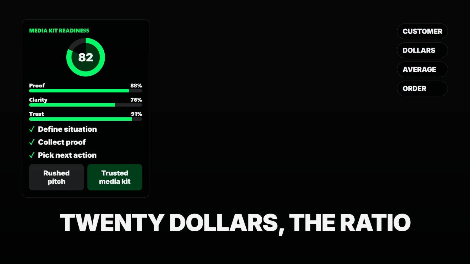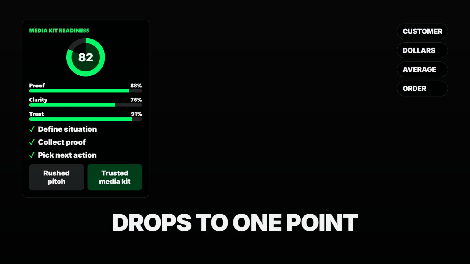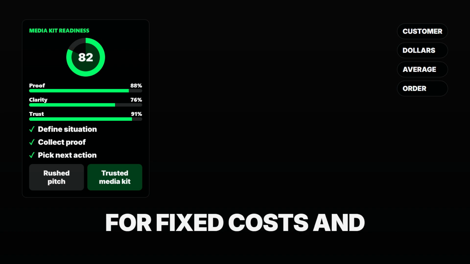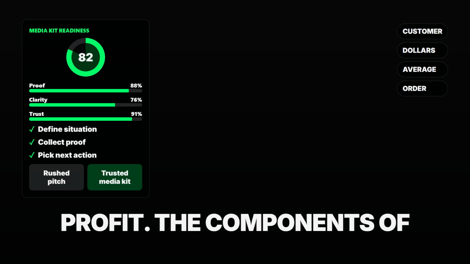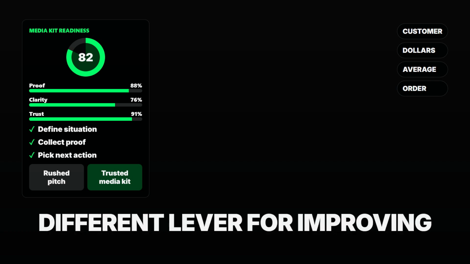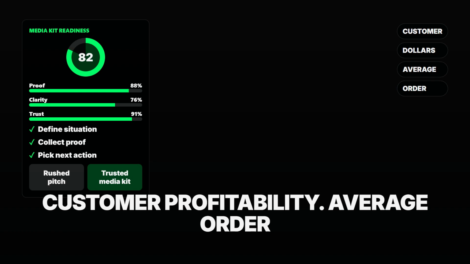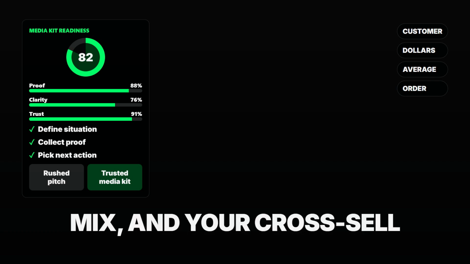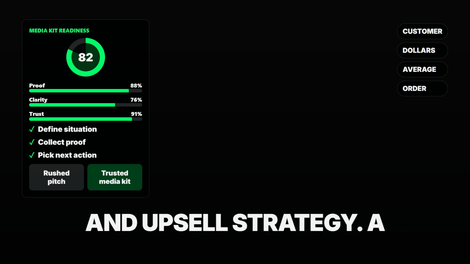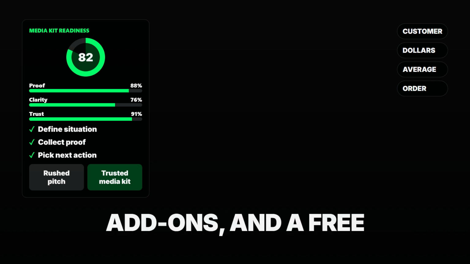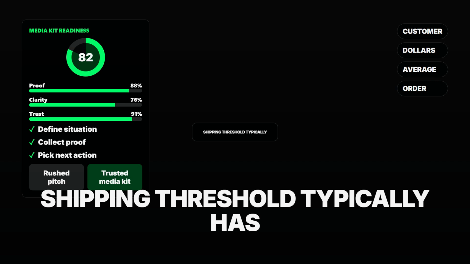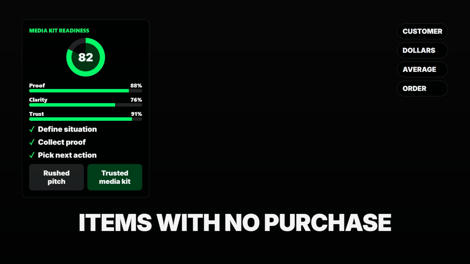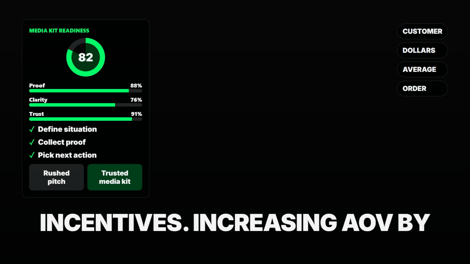The components of LTV each represent a different lever for improving customer profitability. Average order value is influenced by your pricing, your product mix, and your cross-sell and upsell strategy. A store that offers bundles, add-ons, and a free shipping threshold typically has a higher AOV than one that sells single items with no purchase incentives. Increasing AOV by even $5 per order has a multiplier effect on LTV because the increase compounds across every order the customer places over their lifetime.